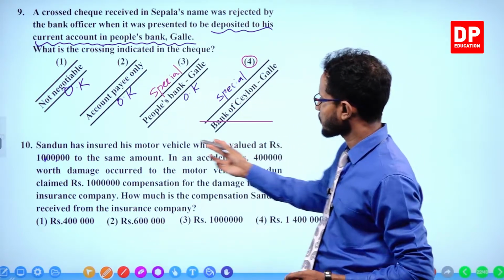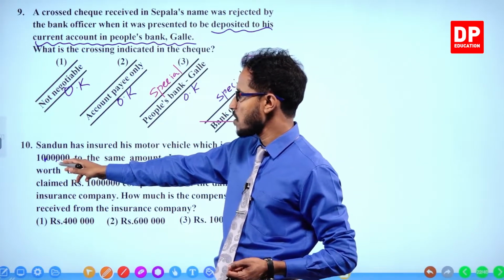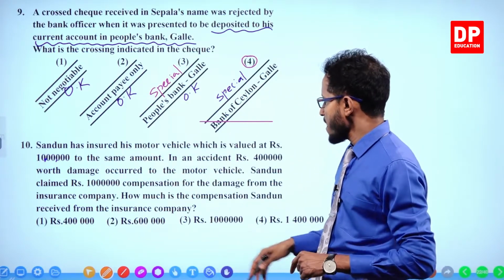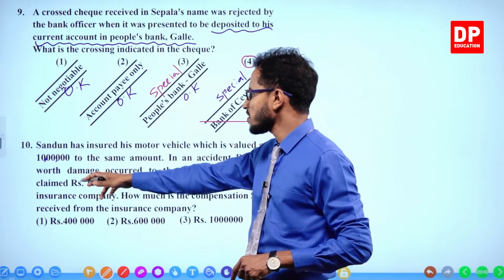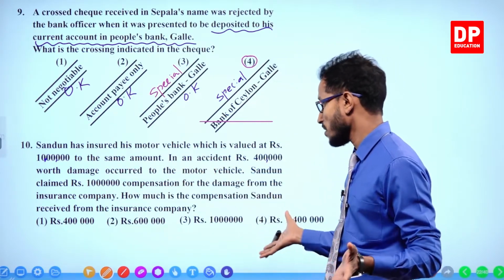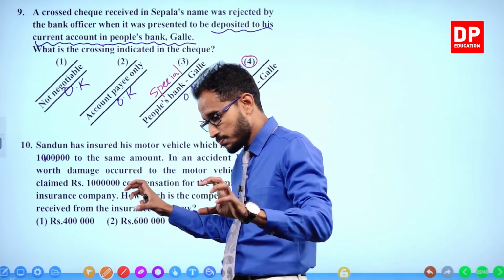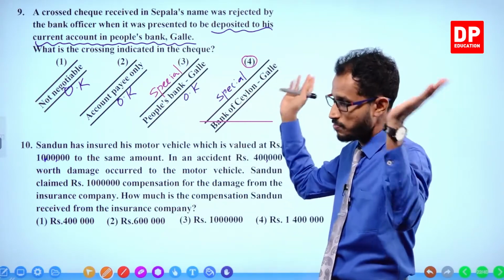He insured his motor vehicle. The valuation is 1 million, the same value, full insurance. In an accident, rupees 400,000 worth of damage occurred to the car. Maybe the front bumper, the headlights, the bonnet and the windscreen, everything must have been damaged.